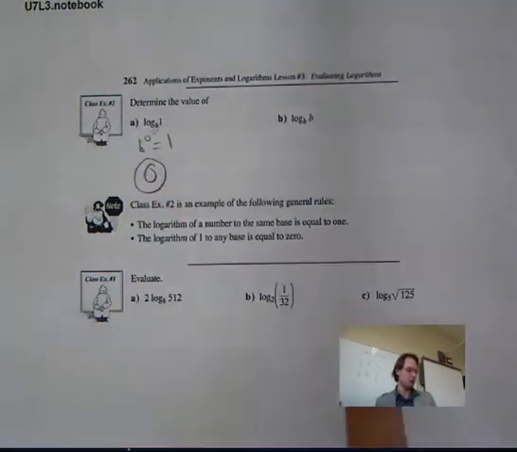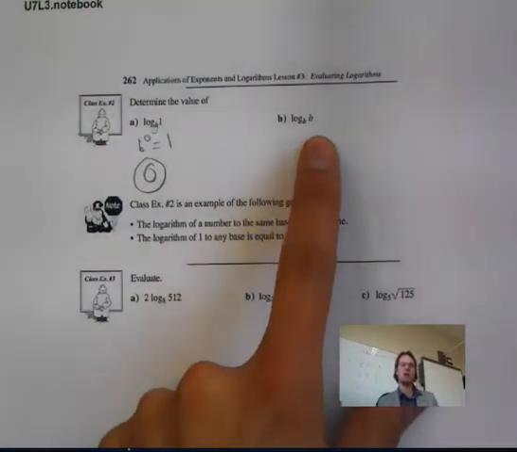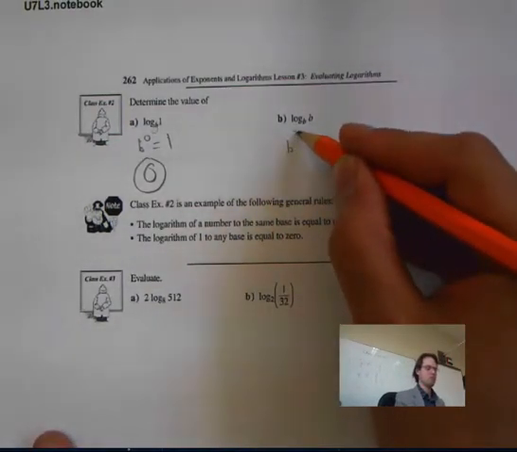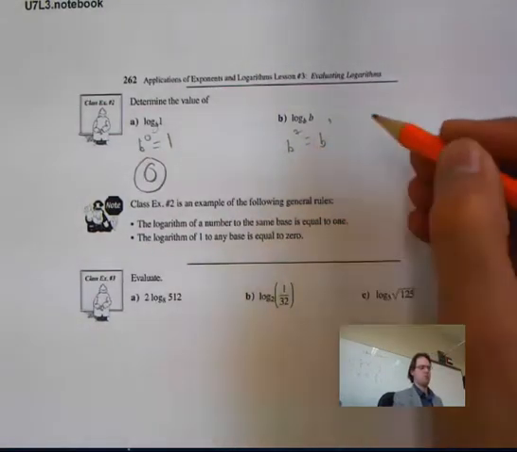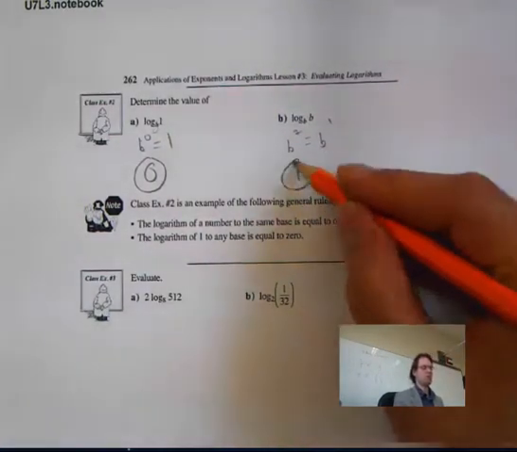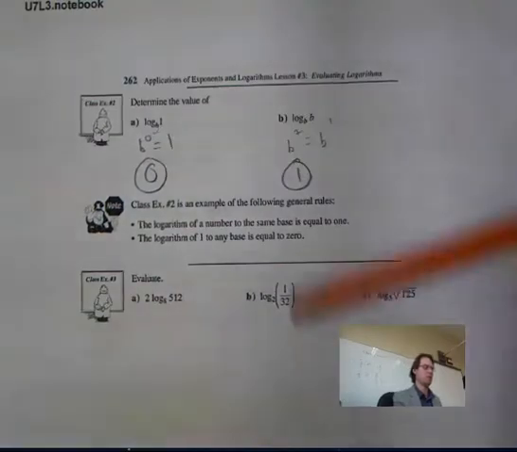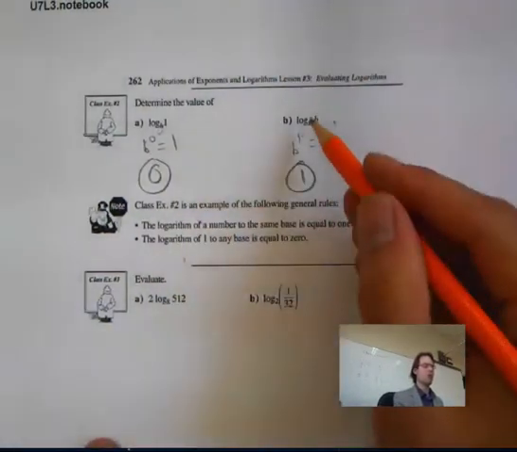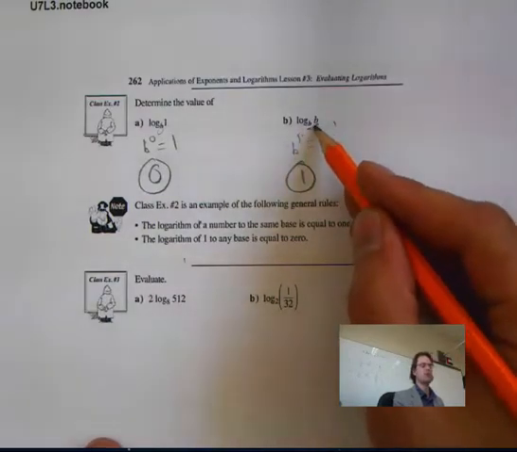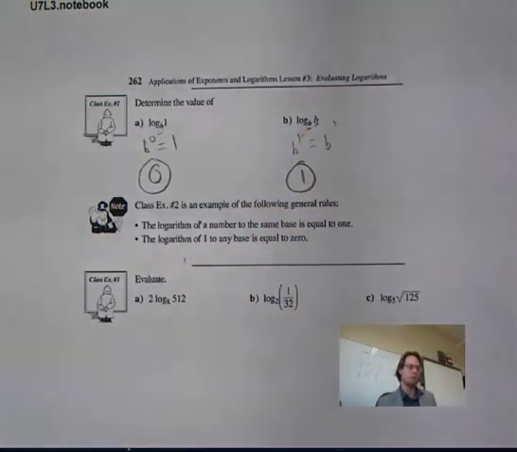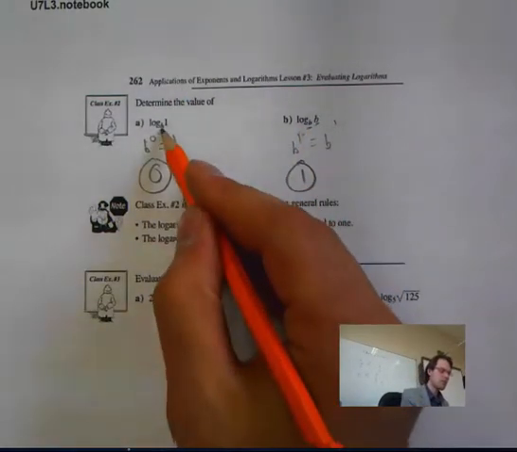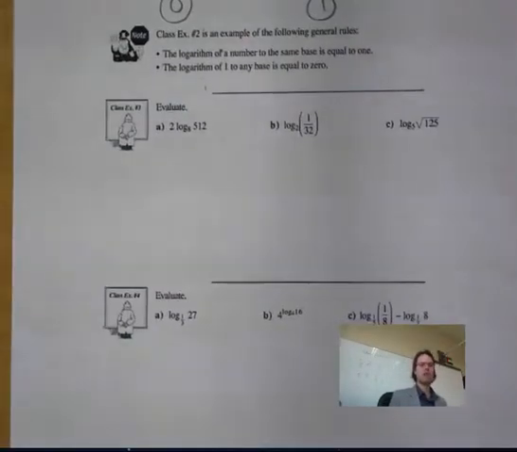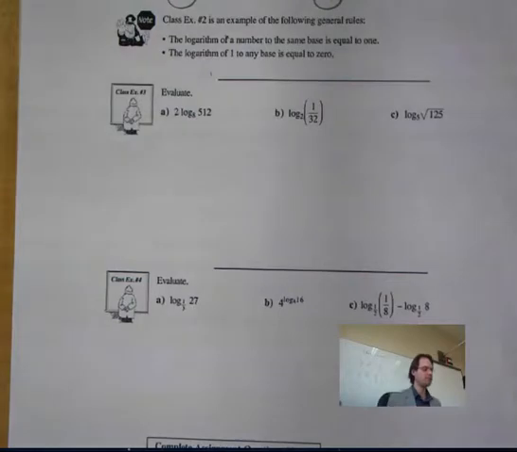The next one here is saying b to the power of what is equal to b? Well, it's going to be 1. b to the 1 is equal to b. So this one's 1. So anything where we have a log where the base is equal to the argument, that's 1. If it's log of 1, our answer is 0. That's a key thing to remember.